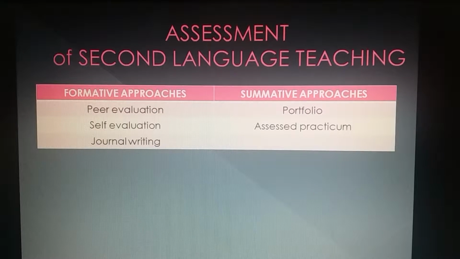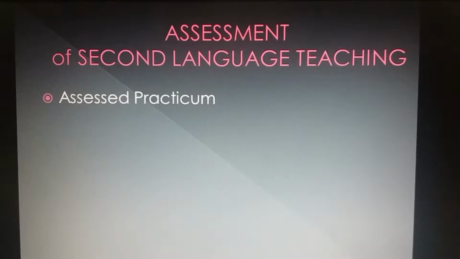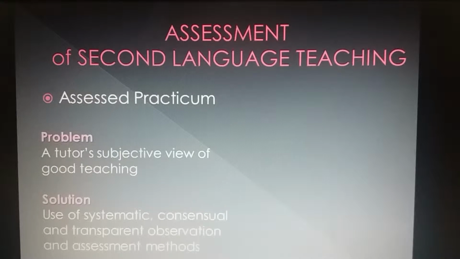In the article, formative approaches and summative approaches were displayed. And for portfolio, we know that portfolio places a strong focus on a trainee teacher's autonomous individualized developments, and also assessed practicum, which is the focus of this study. Assessed practicum, although it's quite common in many teacher training institutions, it's interesting to note that there is limited discussion in the literature of how this practicum is assessed. And one of the common problems related to the assessed practicum is tutors' subjective view of good teaching. And here is the solution, using systematic, consensual, and transparent observation and assessment methods.